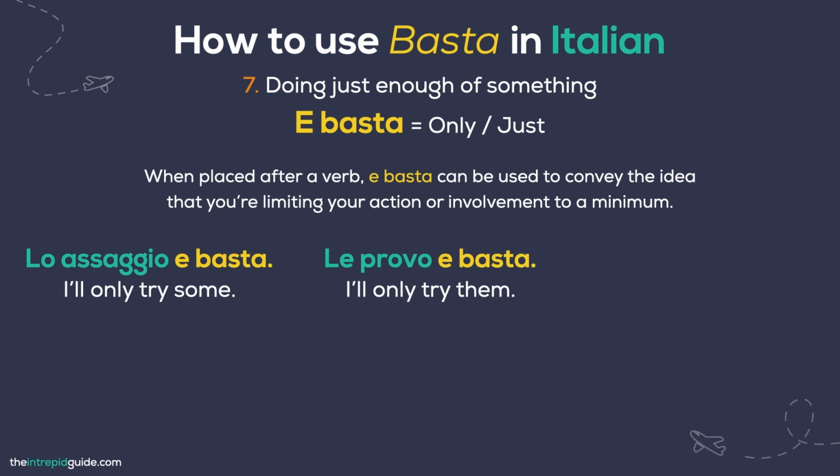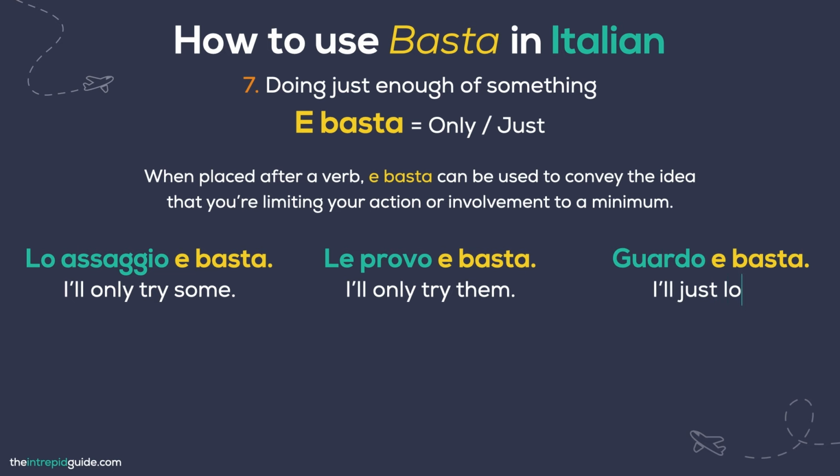I'll only try them. Now, if you see a pair of shoes that you like but you already own too many, you can use this little phrase to say that you'll try them on but you don't plan on buying them. At least that's the idea. Guardo e basta. I'll just look. In this case, basta suggests that you're only going to look at something and have no plans to do more.